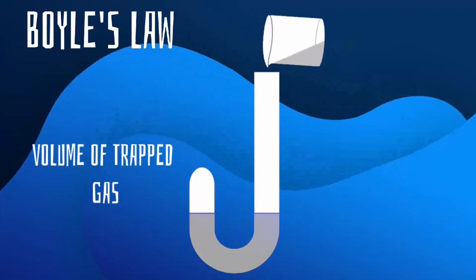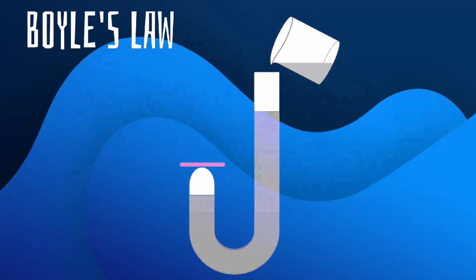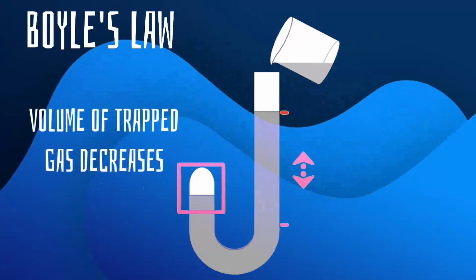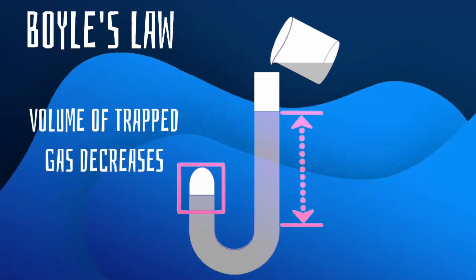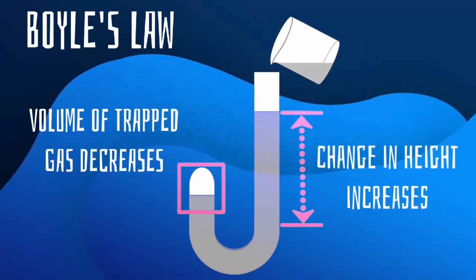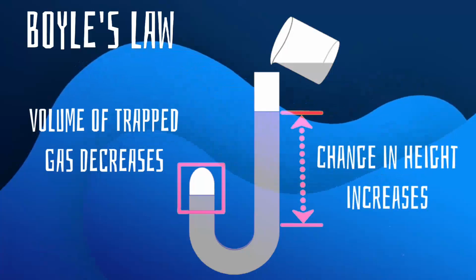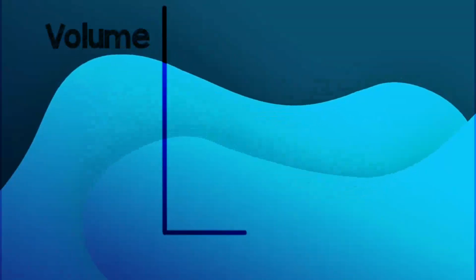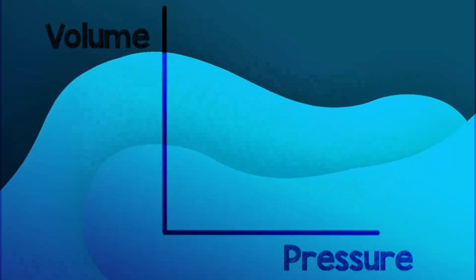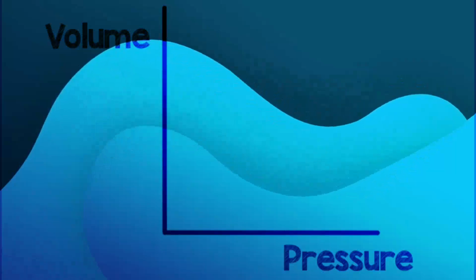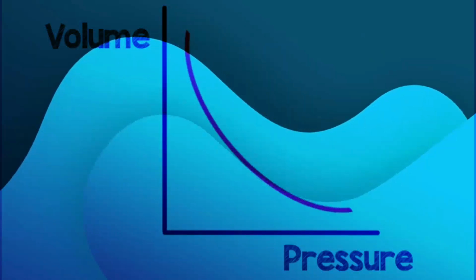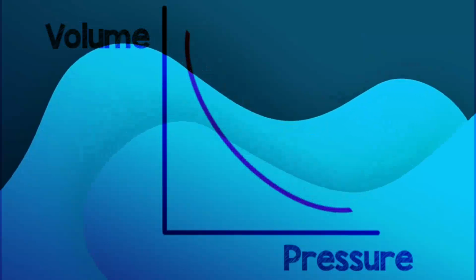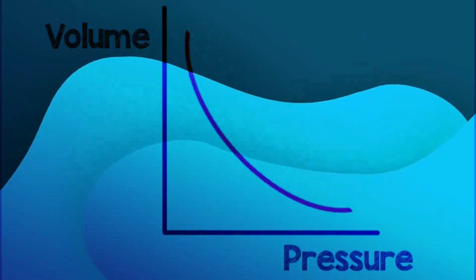When he poured some more mercury, he found out that the volume of trapped gas decreases, while the change in height in the mercury increases. Having all the data, he found out that the volume and pressure follow this graph, that the volume of the gas decreases as the pressure exerted on it increases, or vice versa.